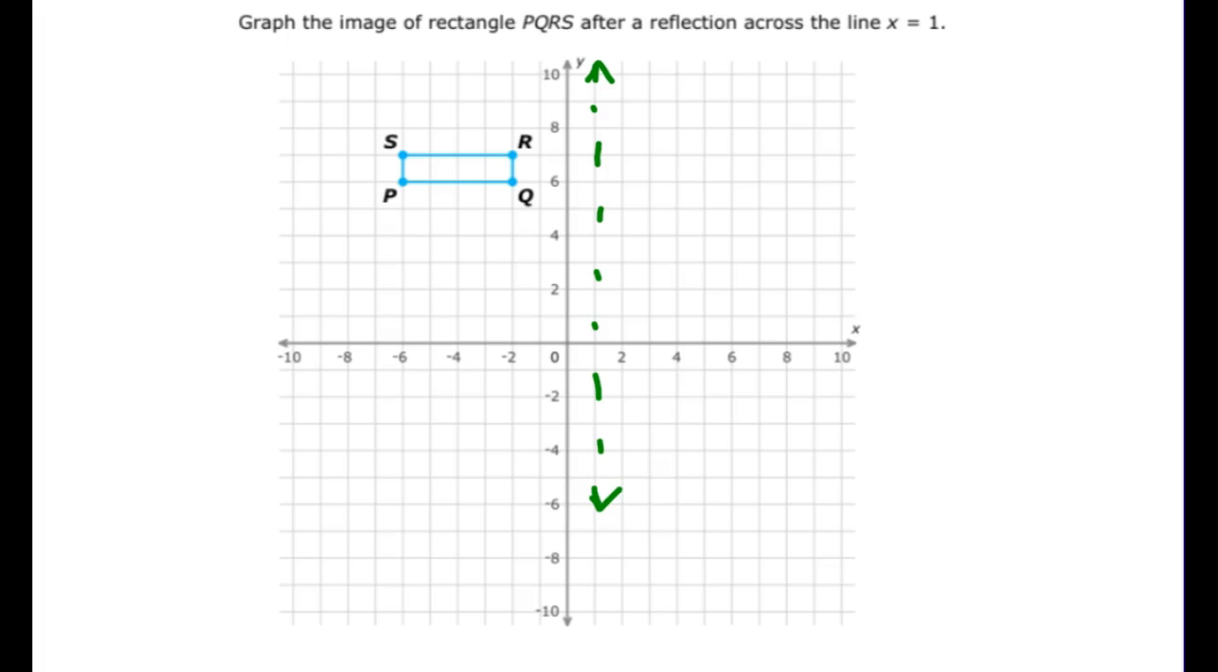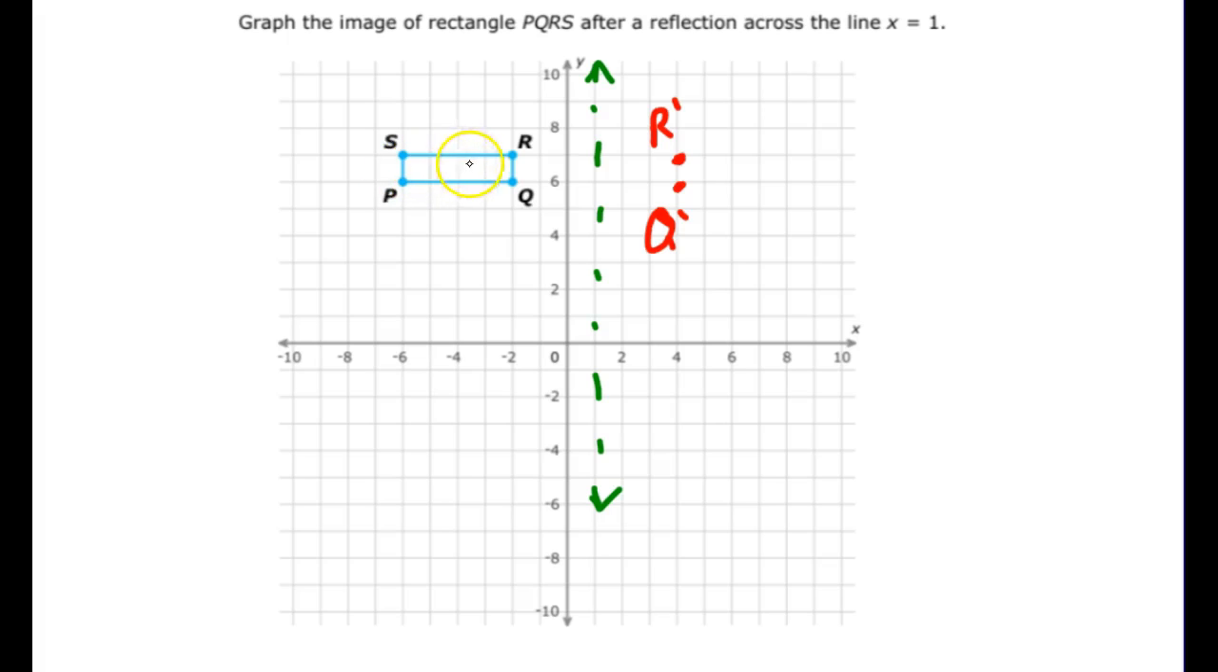So now that we have that, it doesn't matter which point we start with. I'm going to start with point R. We know the only thing that's going to change are the x values. The y values will not change. So R takes 1, 2, 3 units to get to this line of reflection. So we're going to be 3 units on the other side. Same thing with Q. So this is R prime, and this is Q prime.